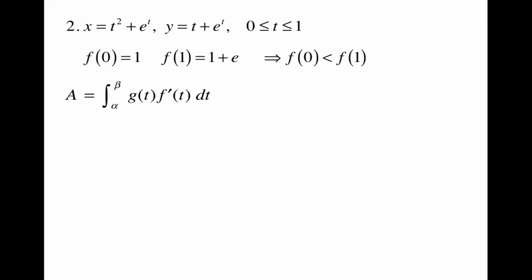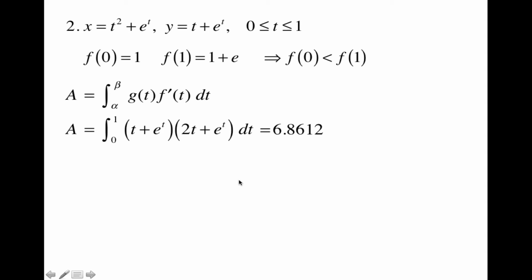So that means I'm going to set it up in terms of alpha to beta. So I'm going from 0 to 1, and I have my y function times the derivative of my x function, dt. And it's okay if you just want to do that in your calculator, that's fine, or you can multiply through and do integration that way as well.